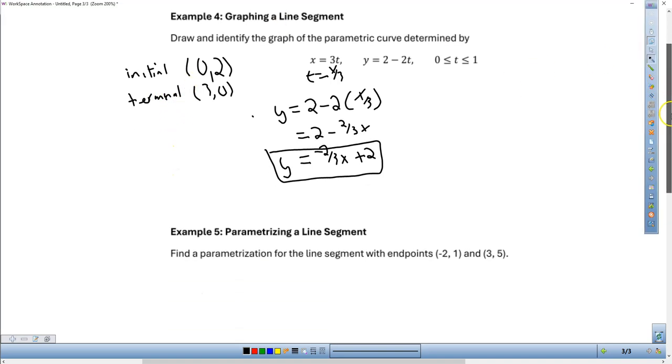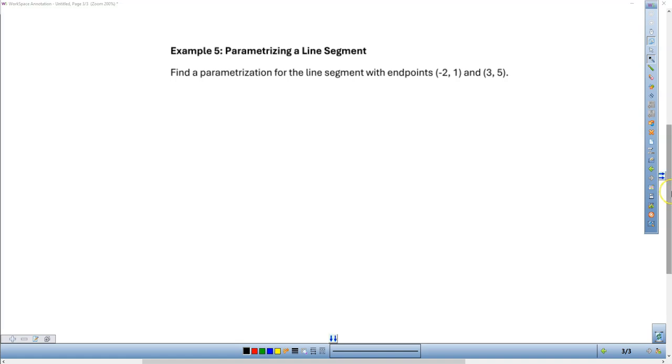All right, last one, which is going to parameterize a line segment. Now we have a line segment which has points negative 2, 1 and 3, 5. So what we need to do is create the parametric equation that's going to work for these points. I think we're going to pick negative 2, 1 because that's as good a point as any.